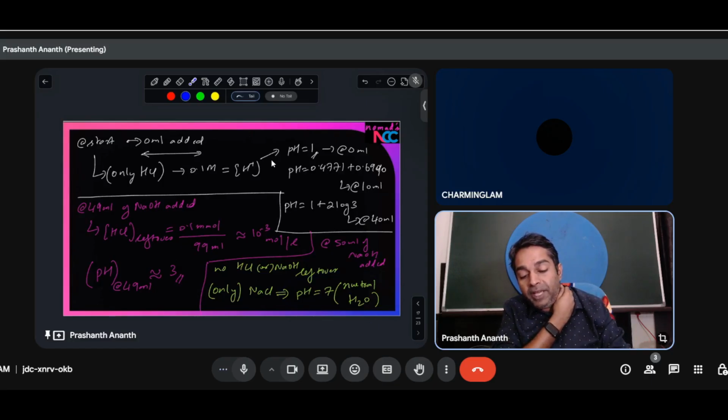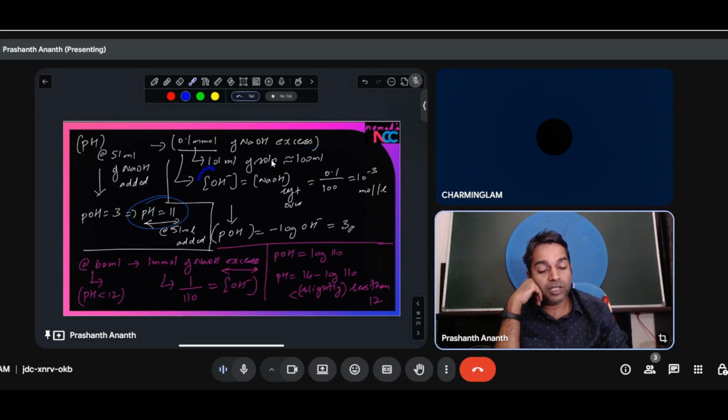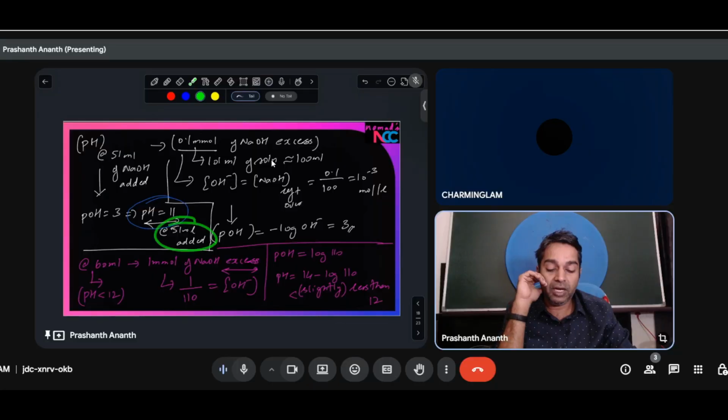Next up, pH at 51 ml of NaOH added here. What is going to be happening in that case? So we end up having 0.1 millimoles of NaOH in excess. It is going to be present in 101 ml of solution, so we can approximately take it as 100 ml. So we end up having OH minus concentration being now 10 power minus 3 in this particular case, which means pOH is 3, which translates into pH being equal to 11 at 51 ml added.